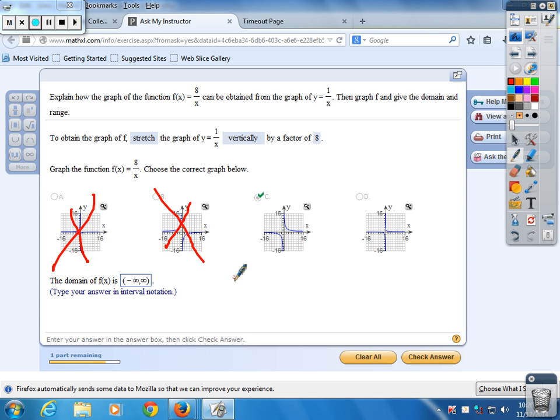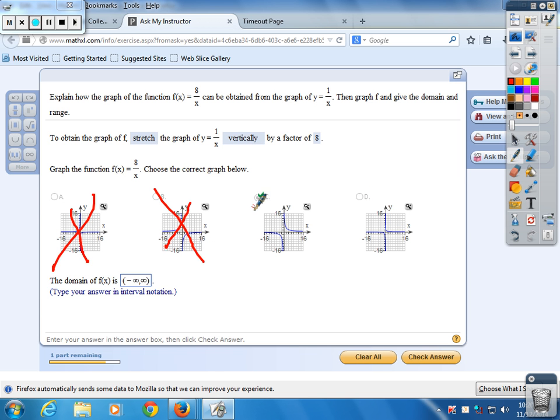Why? Because that's not the parent graph. The parent graph is first and what? Third quadrant. This is second and fourth quadrant. And you know that because you know your parent graphs. So which one is it?